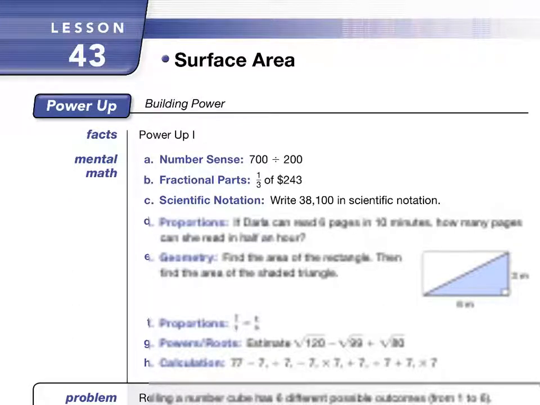Good morning, pre-algebra. Today we are going to cover lesson 43, surface area. Write down the title in your notebook and we're going to take some notes, and there'll be a little bit of drawing that you have to do, and also there's 3 examples, I believe. So let's get started with our definitions of surface area.